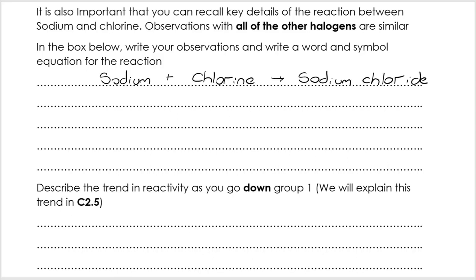Now, sodium plus chlorine goes to sodium chloride. That's the straightforward word equation. To do the symbol equation, you are going to have to remember that sodium is Na, chlorine is Cl, but it's diatomic. All of the halogens exist diatomically. It means that the element exists as pairs of molecules. So if we're going to balance this equation, it has to be Cl2.